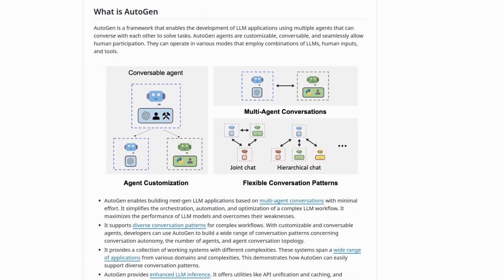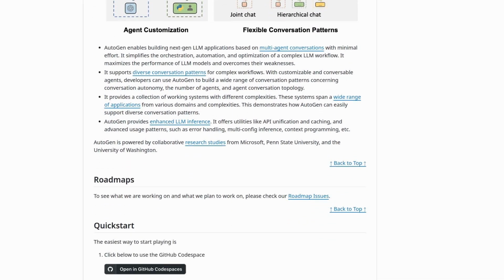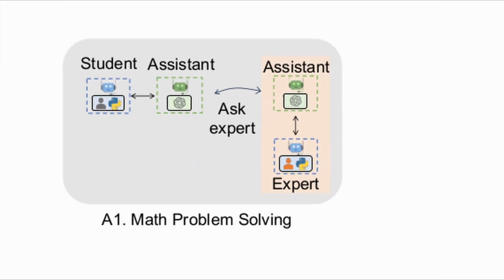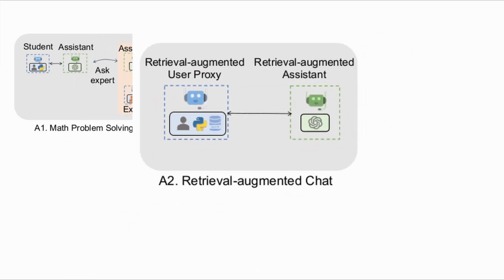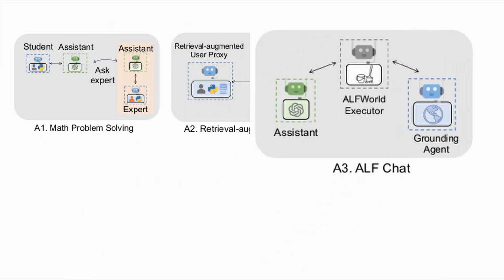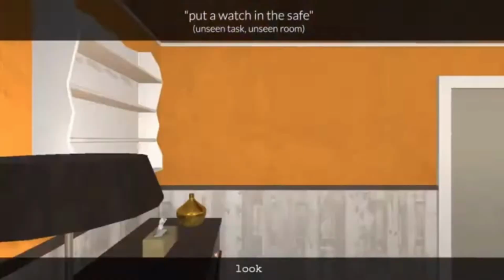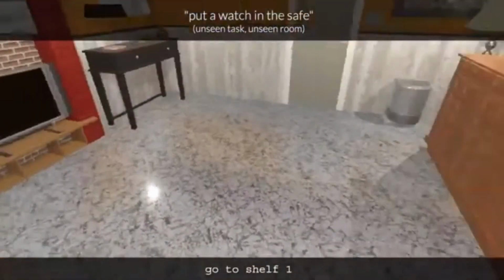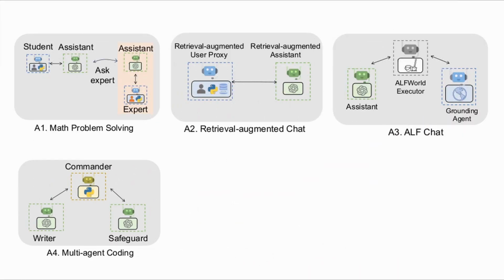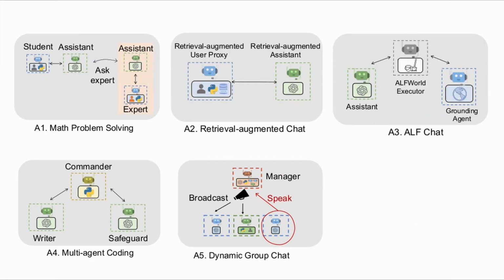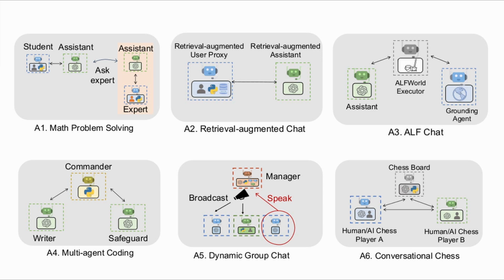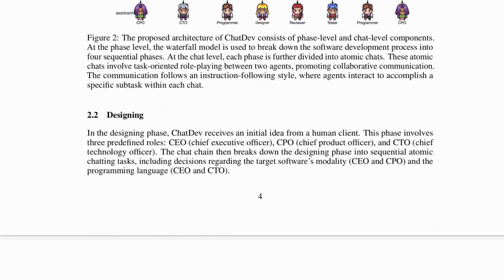The authors of AutoGen, for example, showcased 6 applications and use cases such as math problem solving, retrieval-augmented chat, ALF chat, for example, based on the idea of ALF world in this application as an AI detector and navigator, multi-agent coding, dynamic group chat, and conversational chess. But these are not just potential use cases.